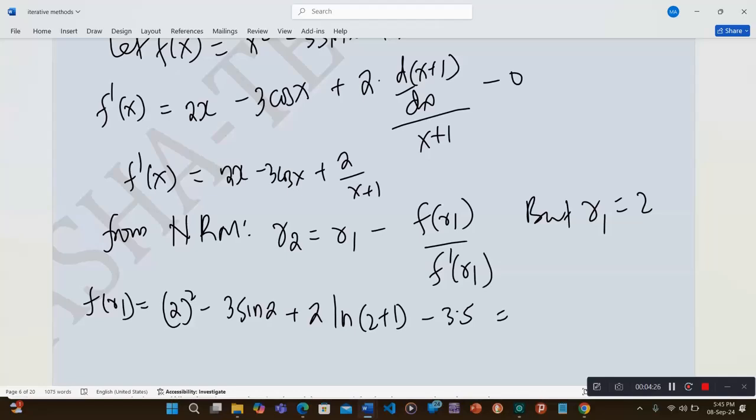So I use my calculator. I have 2 squared minus 3 sine. I have to put my calculator in radians. If you don't put it in radians and it is in degrees, that sine will bring you problems. So change your calculator to radians. So sine 2 plus 2 ln of 3, then minus 3.5. The value of this function at R1, which is 2, is giving me negative 0.03066.